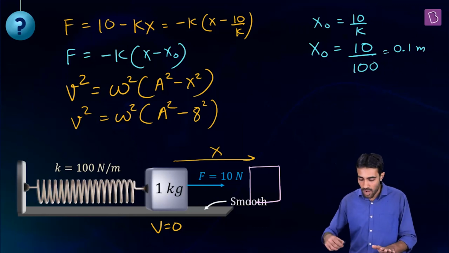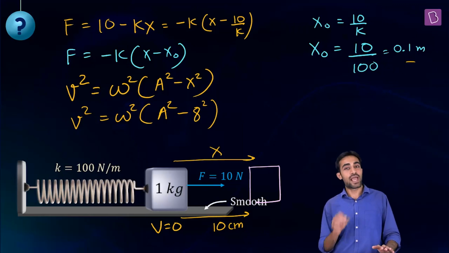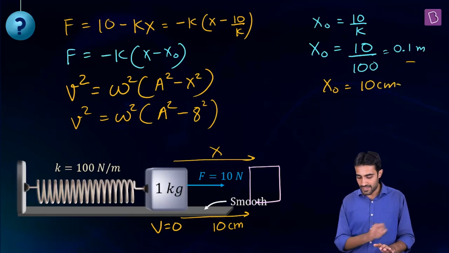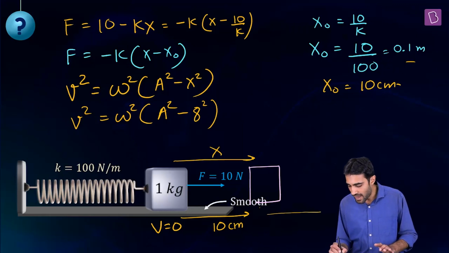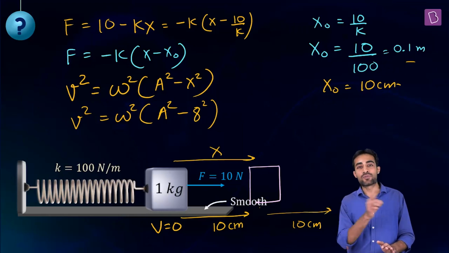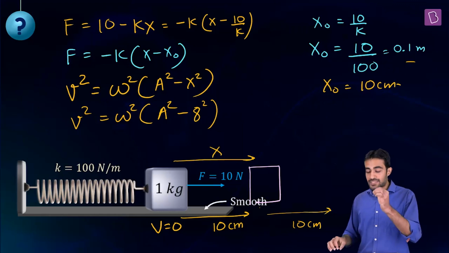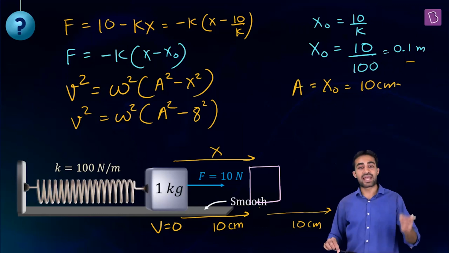And the object will reach the mean position if it is moved by a distance of 10 centimeter or 0.1 meter. So x naught, we have calculated. x naught is 0.1 meter or 10 centimeter. So the object reaches the mean position, and then if it is further displaced by another 10 centimeter, it will reach the other extreme position. Then the object will come back and this to and fro motion will be simple harmonic motion. Alright, now we know what the amplitude is. Amplitude A is equal to 10 centimeter.